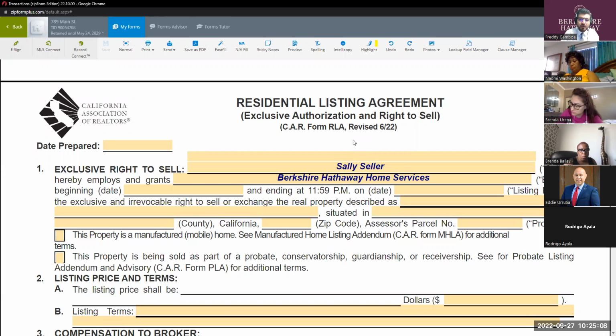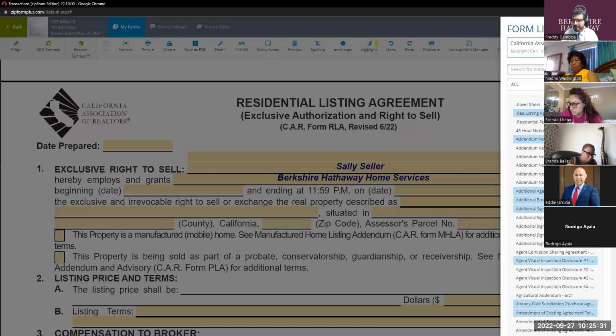The RLA is only for a single family, condo, townhouse, manufactured home, probate, or trust. It has to be a single dwelling. "And 1 to 4 units, Freddy?" 1 to 4 units is CAR form CLA, Eddie. CLA. And actually, let me show you guys what I'm talking about.